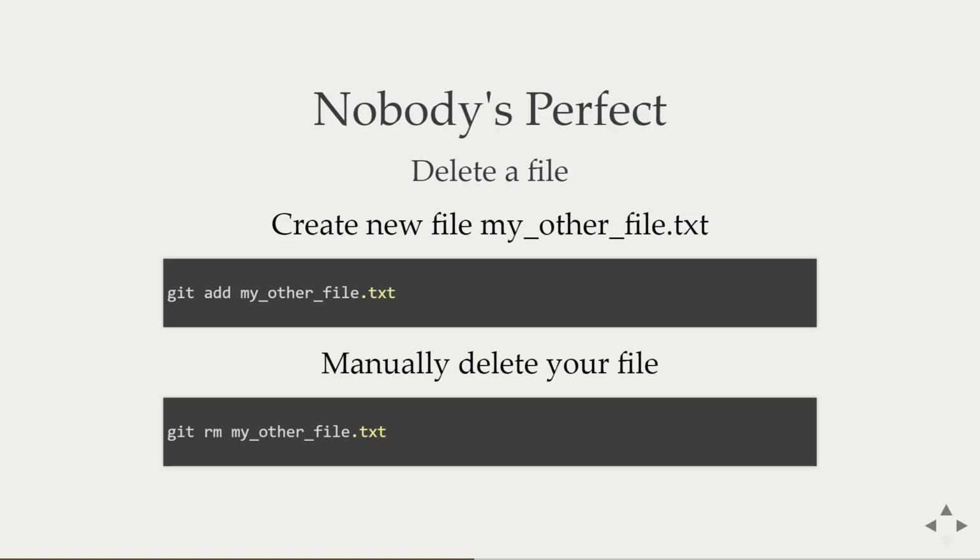Deleting a file, pretty darn simple. It's git rm, you give it the file name, and that will remove it out of Git next time that you do a commit.